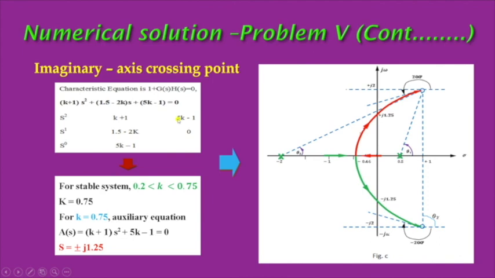Then taking the auxiliary equation, (K plus 1) s square plus (5K minus 1) equal to 0, then s equal to plus or minus j 1.25. So at that point, K equal to 0.75 and s equal to plus j 1.25 and minus j 1.25.